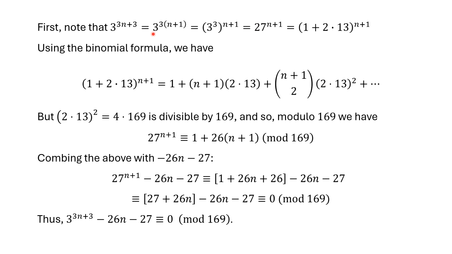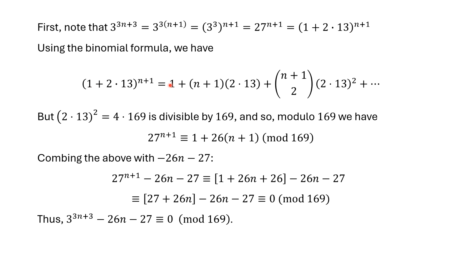So let's try to break down the expression on the right. First, we'll look at 3 to the 3n plus 3 power. We can factor the 3 out of the power here, so this is the same as this. Then we have this equaling this here. And then this is 27 to the n plus 1. And we can write that as 1 plus 2 times 13 to the n plus 1. Then we can use the binomial formula to write this out.